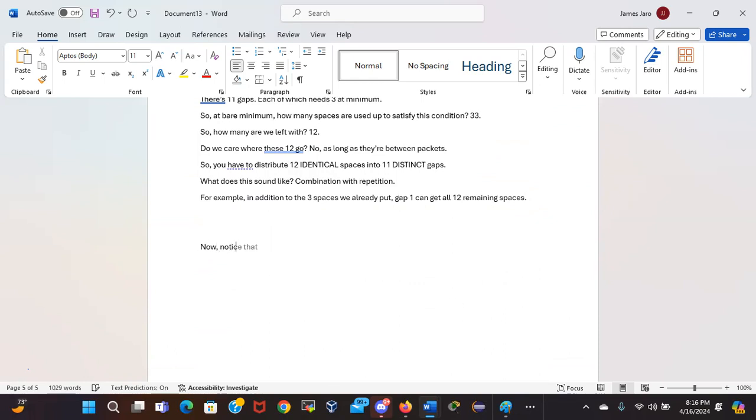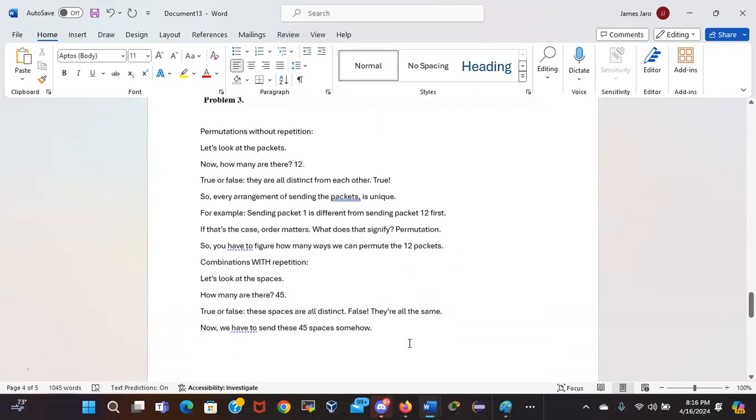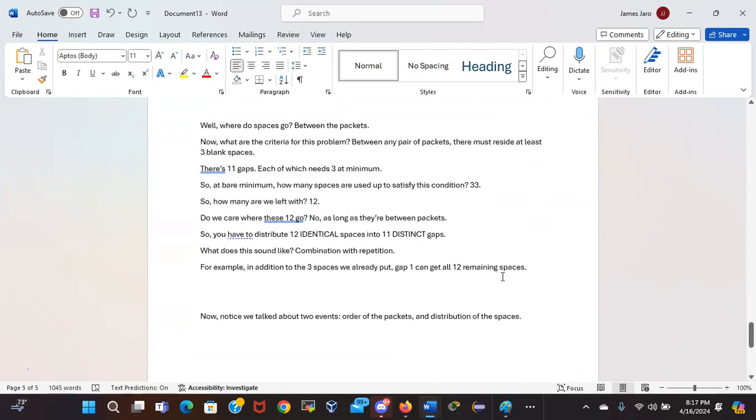So now notice we talked about 2 events, right? The order of the packets, and the distribution of the spaces. Would you agree that these are the 2 events that we talked about? One of which is dealt with by permutation without repetition, that would be ordering of the packets. And then obviously combination with repetition deals with distributing the spaces. Does that make sense so far?